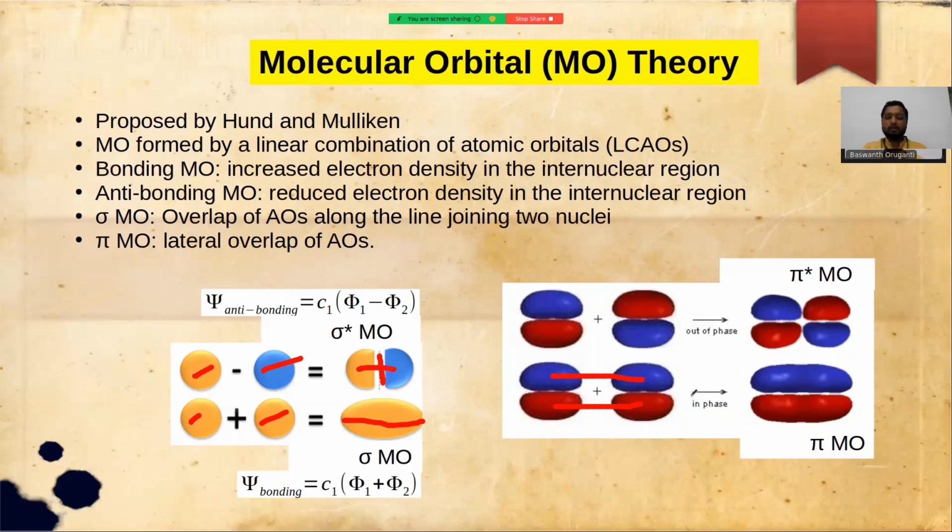So we can have two kinds of overlap. In-phase overlap, that is, the positive lobe of one overlaps with the positive lobe of another, gives a pi bonding molecular orbital. If the positive lobe of one orbital overlaps with the negative lobe of another orbital, then we get a pi anti-bonding molecular orbital. P orbitals can form two kinds of molecular orbitals, both sigma molecular orbitals as well as pi molecular orbitals, whereas s orbitals can form only sigma molecular orbitals.